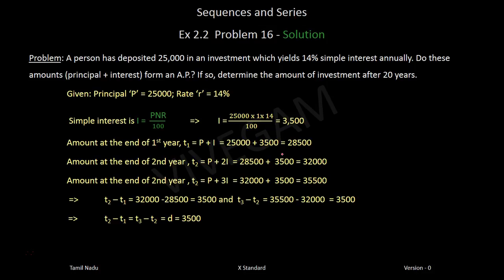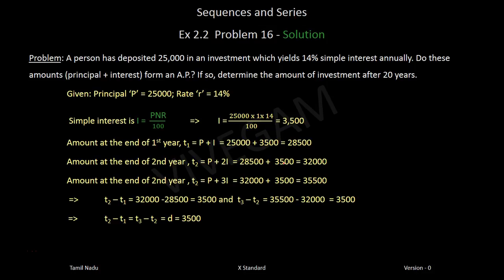So T2 is this amount plus interest for that year, 3,500. So 28,500 plus 3,500, 32,000. Amount at the end of the third year, sorry, it's not the second year, it's the third year, is P plus 3I, that is this amount plus the interest 3,500, so that is 35,500. Now these are the three terms. So the series is 28,500, 32,000 and 35,500.